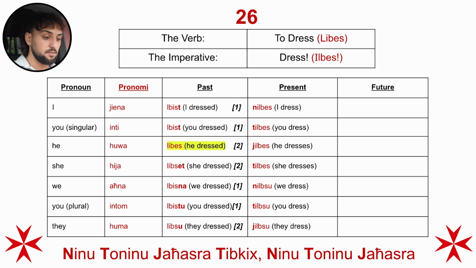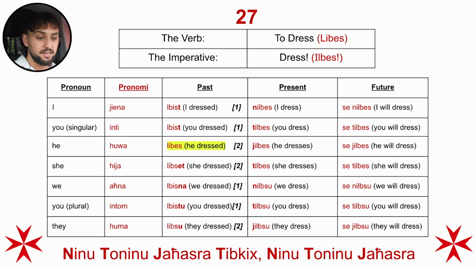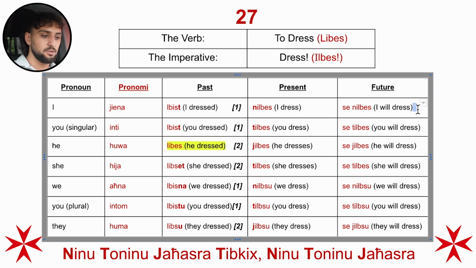And this now brings us on to the final tense, which of course is the future tense, where once again we use these exact same words from the present column that we just worked out, but we also just add the word se in front of them. So let's see what that looks like. There we go. And once again, let me read through these for you. We have senilbes for I will dress, setilbes for you will dress, seyilbes, he will dress, setilbes, she will dress, senilpsu, we will dress, setilpsu, you will dress, plural, and seyilpsu, they will dress.